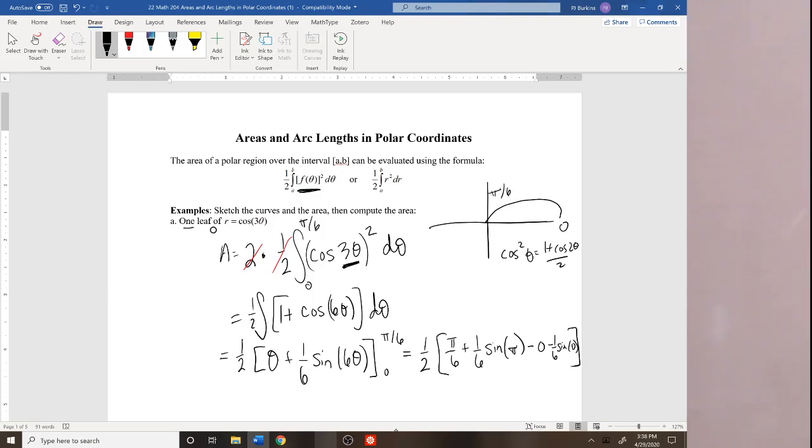So substituting the values in. This is 0, that's 0. Sine of pi is also 0, so just pi over 6. And the final answer then is pi over 12. So if I asked you for the total area, you would just multiply my number that I have here by 3. So it would be pi over 4 for the entire thing.